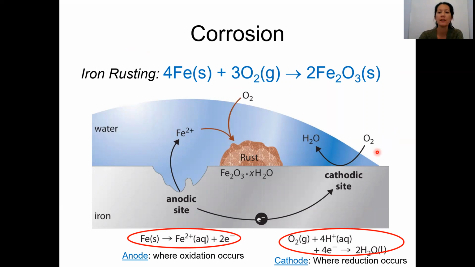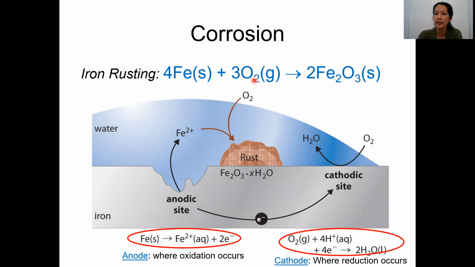So let's look at a classic example of iron rusting. You've seen this in your everyday life. Iron, which is the main component of steel, can be oxidized by oxygen. So iron is oxidized. Here it's in its neutral solid form, and it can lose electrons to become iron 2+. I'm sorry, this is iron 3+. I apologize. Iron 3+, you can see that with the 3 here.